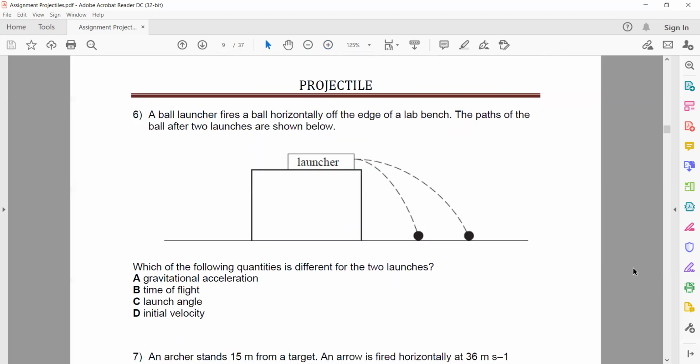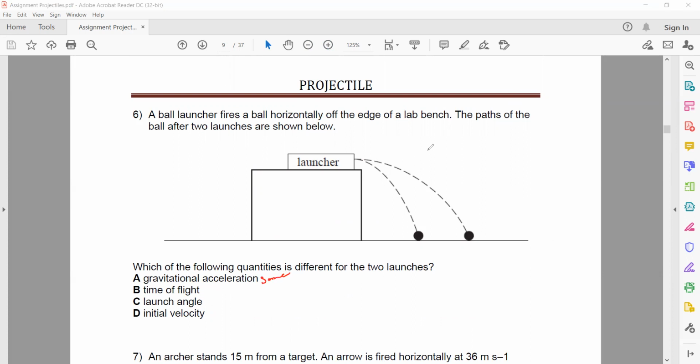A ball launcher fires a ball horizontally from the edge of a lab. The path of the ball after two launches are shown. Which of the following quantities is different? They have different range. So gravitational acceleration will be the same.